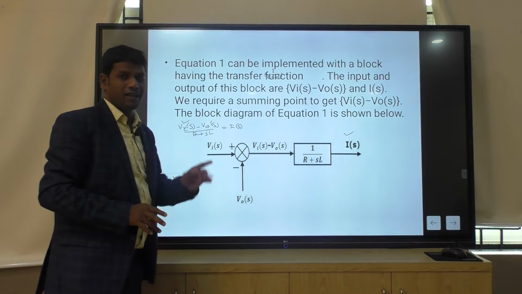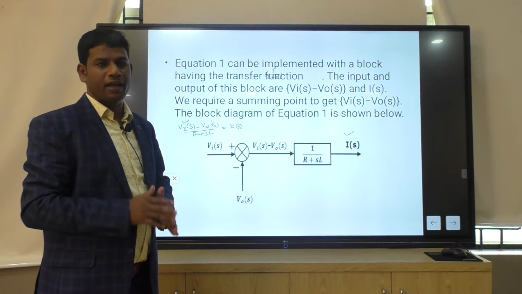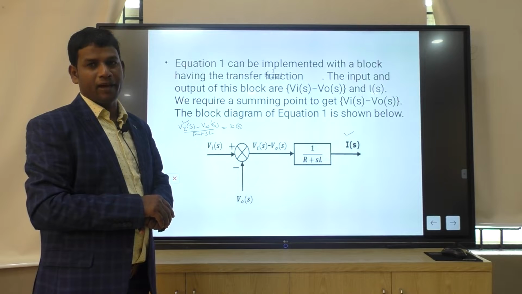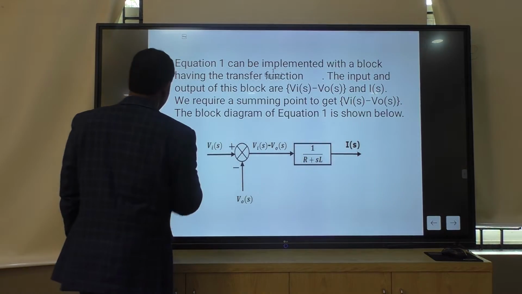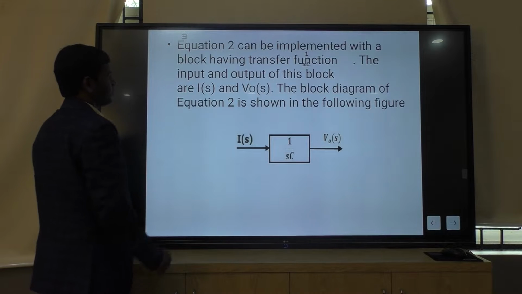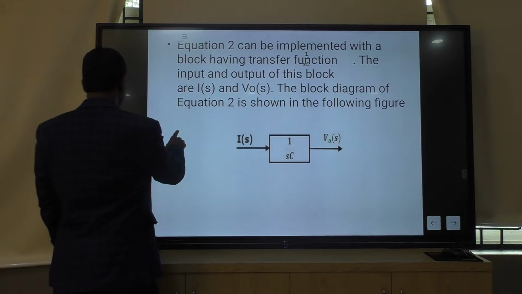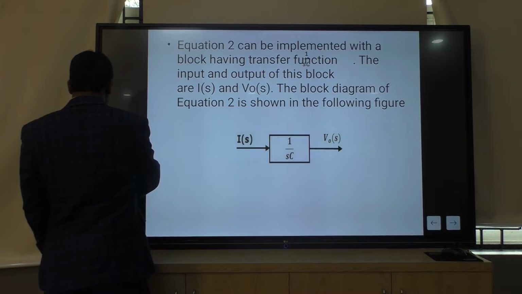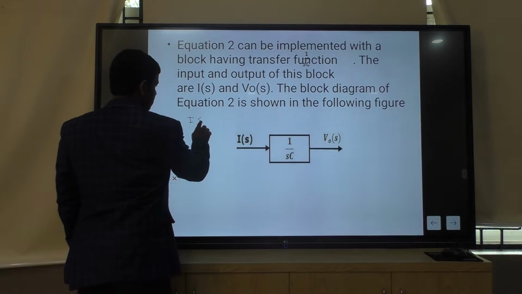For each equation, there is a block diagram. If there are 5 equations, you draw 5 block diagrams and combine them finally to get the final block diagram. So this is how we get the block diagram for equation 1. Now go to equation 2. What was equation 2? In our problem, equation 2 was IS is equal to how much?